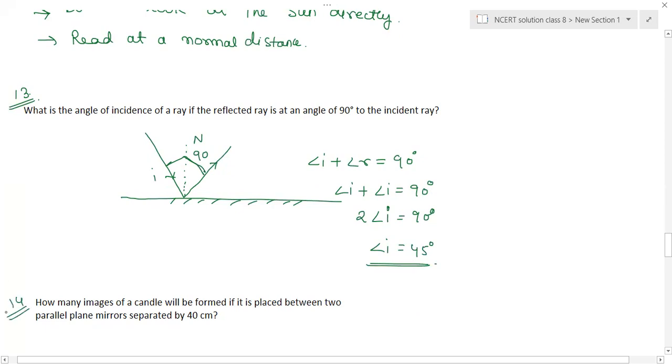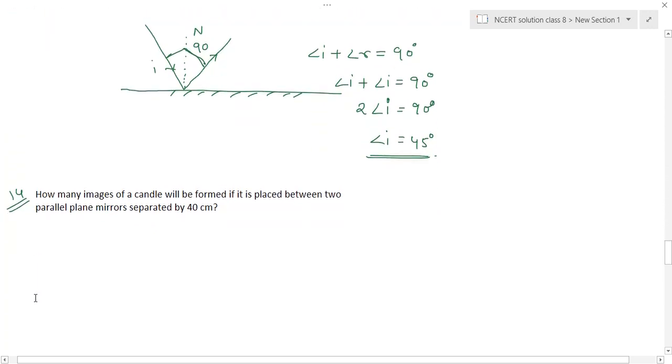14th question. How many images of a candle will be formed if it is placed between two parallel plane mirrors separated by 40 centimeter? Now, 40 centimeter is okay. That means it's not very far off. But the answer would be infinite. The number of images formed will be infinite, okay? Infinite number of images will be formed.